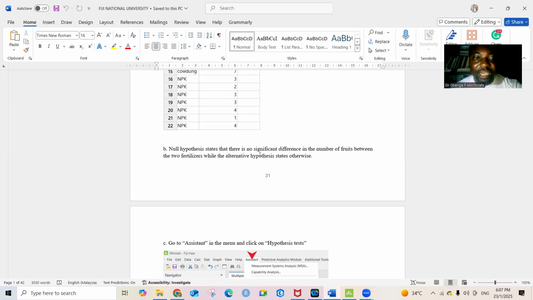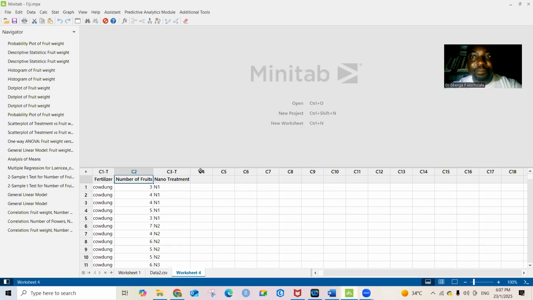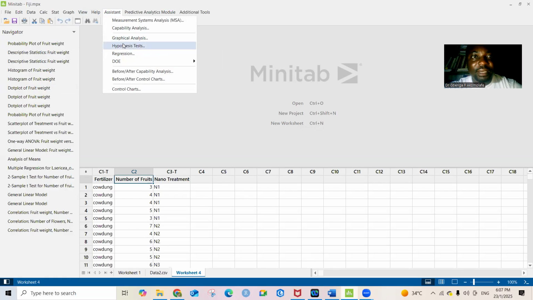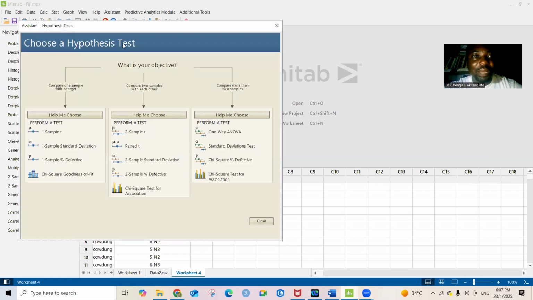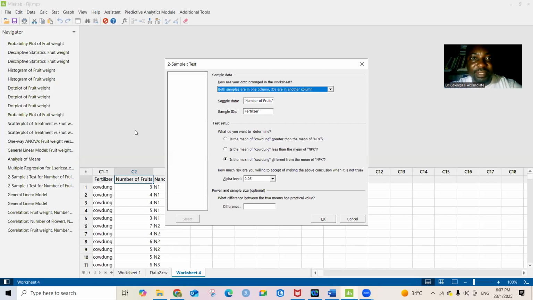Then the alternative hypothesis will say that there is a significant difference in the number of fruits between the 2 fertilizer types. The next thing to do is to go back to Minitab, where we have the data. So click on Assistant, then go to Hypothesis Tests. Click on Hypothesis Tests, then go to the type you want to do, which is the 2 sample t-test. So click on 2 sample t-test.